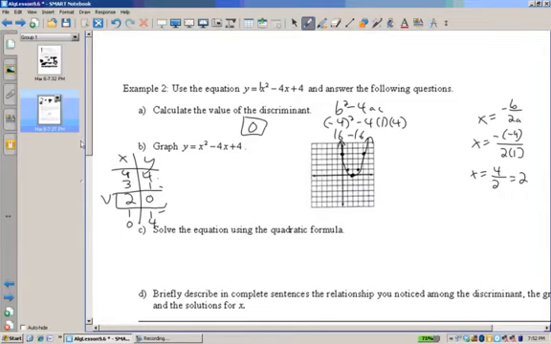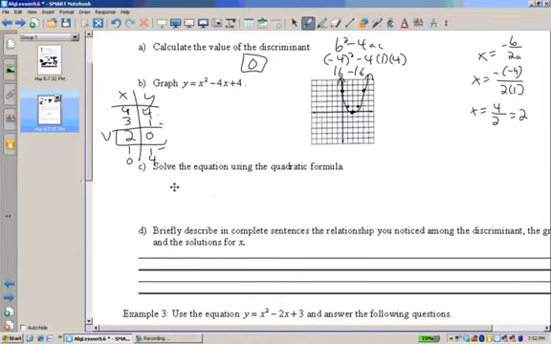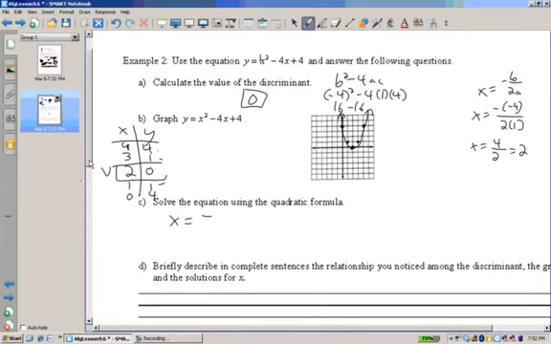Let's see what happens with the quadratic formula. x equals the opposite of b. Well, b is negative 4, so opposite of negative 4, plus or minus the square root of b squared minus 4 times a, which is 1, times c, which is 4, all over 2 times a. Remember, negative b plus or minus the square root of b squared minus 4ac, all over 2a. And that gives us our quadratic formula.